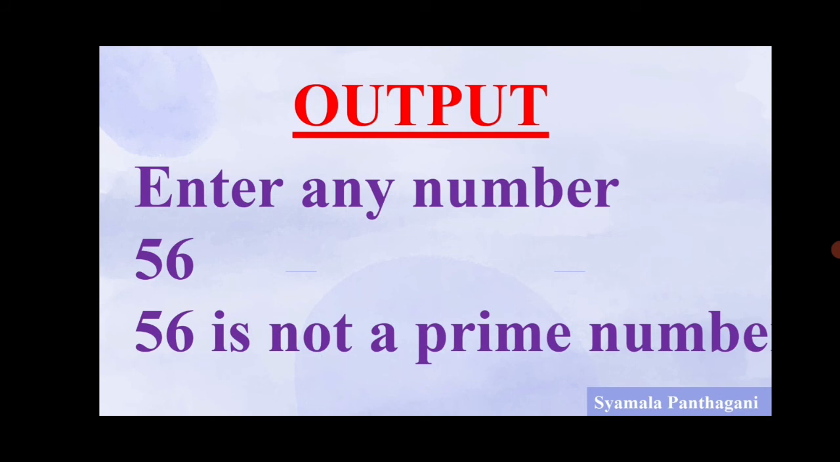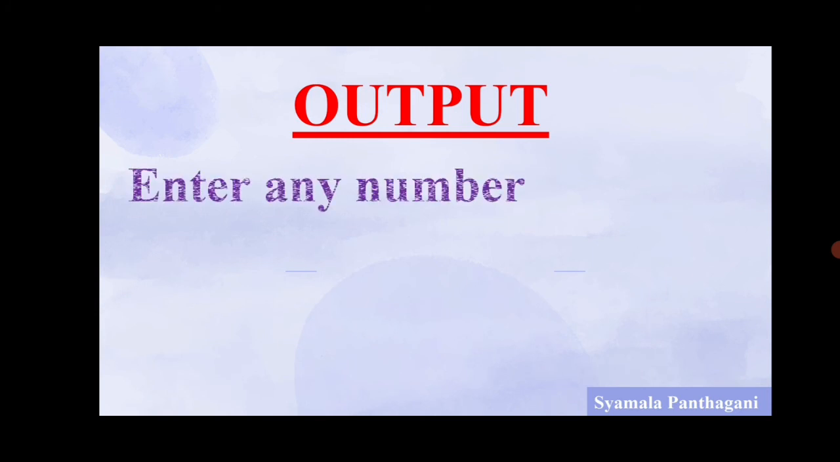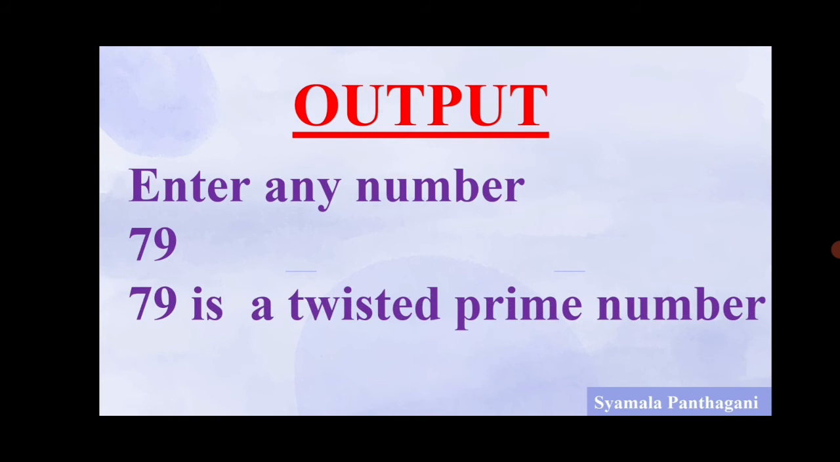56 is not a prime number. Now I have entered another number. Enter any number. I have entered 79. 79 is a twisted prime number. The output is 79 is a twisted prime number.